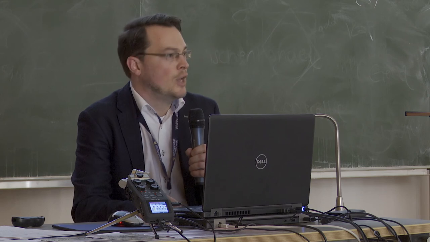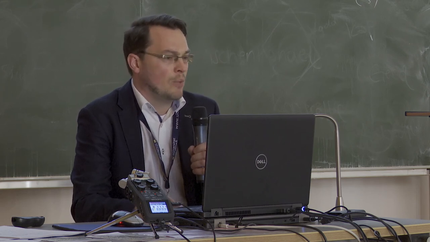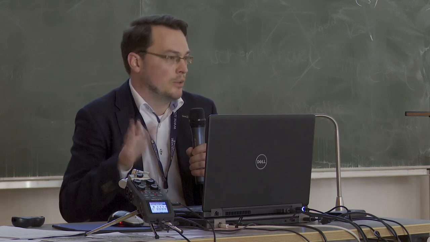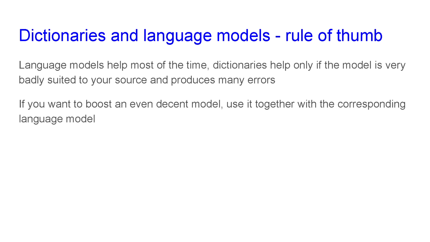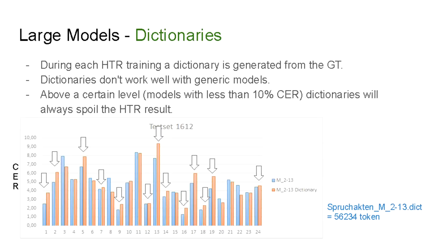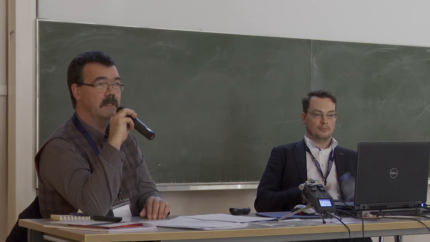In our experience, you can reduce CER by using language models by around 1 or 2%. As a rule of thumb, don't use dictionaries, use language models. If you have a very bad model, dictionaries might help. But if you have a decent model, you can boost it by using the language models. Okay, maybe it's necessary to say that there are experiences with dictionaries and single writer models and very specific models where dictionaries could help, because this writer should have a specific range of words and a specific topic to write on. In large models, dictionaries won't help.